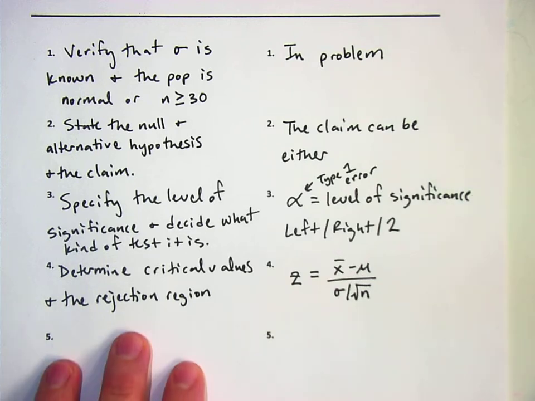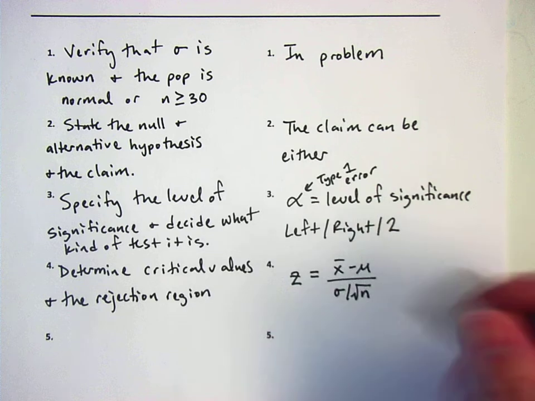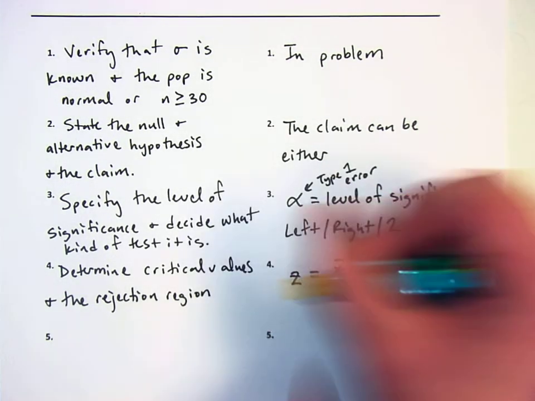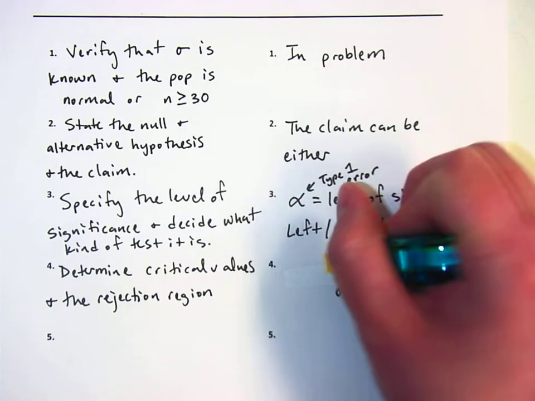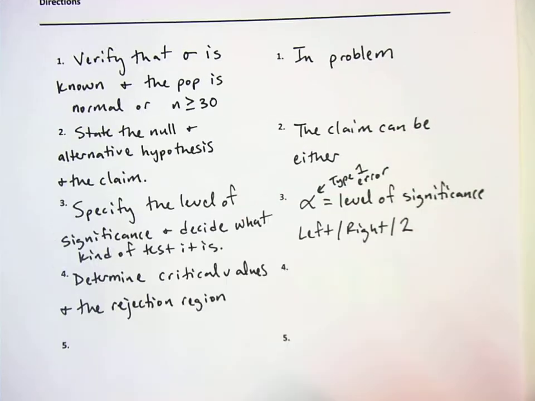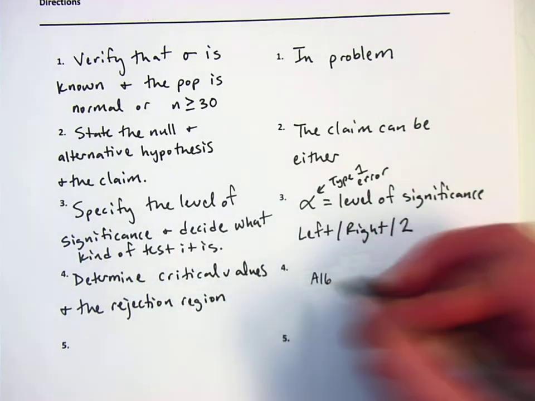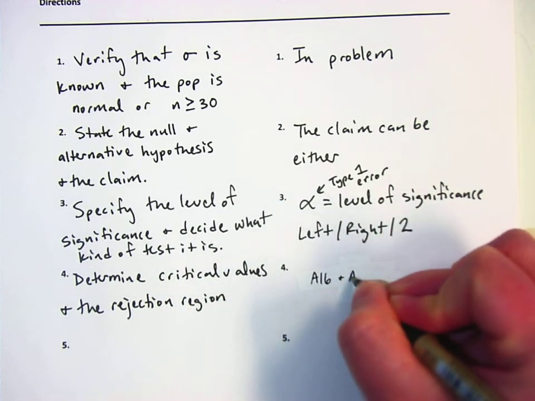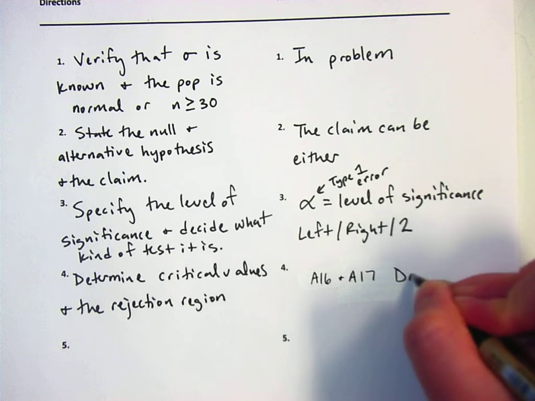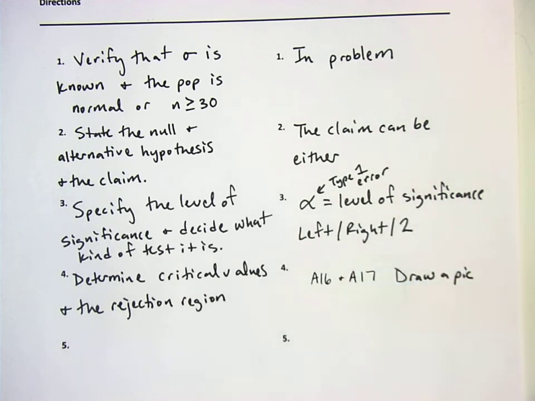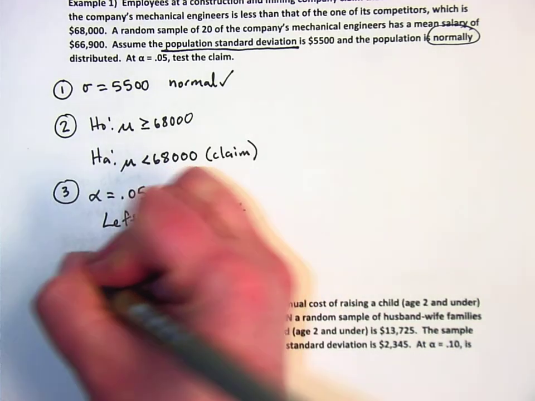Okay. Oops, no. Oh, I made a mistake here, I'm sorry. This formula actually goes down here. That's for our standardized test statistic. My apologies. This information for the rejection region is on A16 and A17, and it really helps to draw a picture. Sorry, I am not going to re-record because that would take too much time, and there's no reason to.